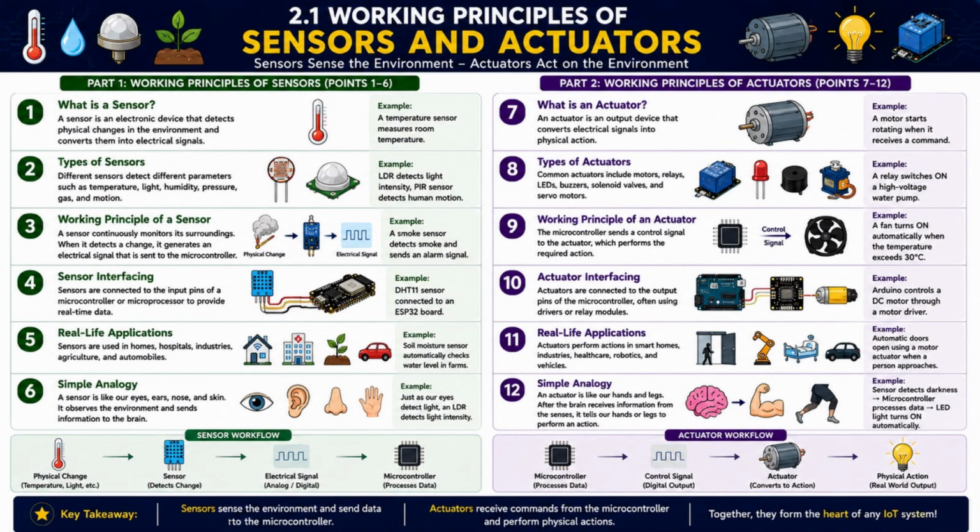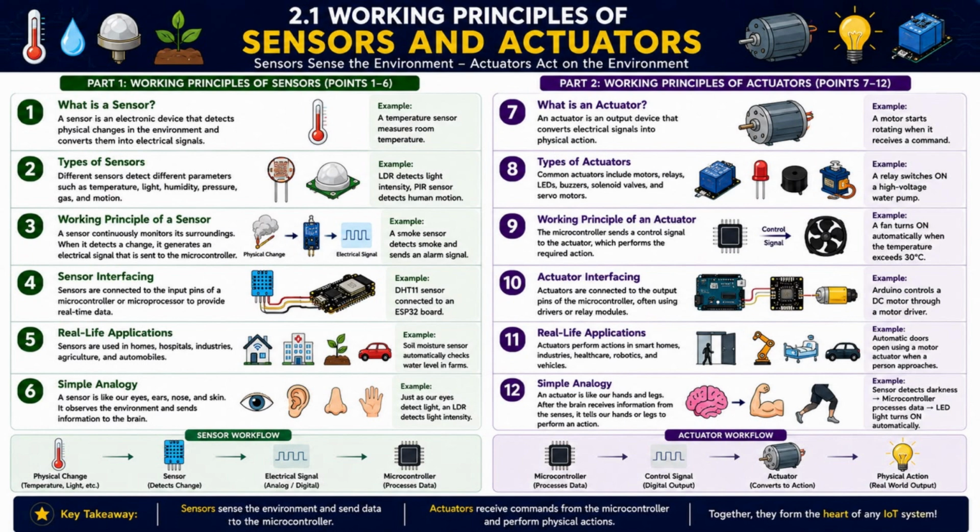Next, coming to the actuators topic, we will discuss now. What is an actuator? Anybody can tell. An actuator is an output device that converts electrical signals into physical action. That is important, you should remember. Example, a motor starts rotating when it receives a command from the microcontroller. Can you tell the types of actuators? Actuators include motors, relays, LEDs, buzzers, solenoid valves, and servo motors also.